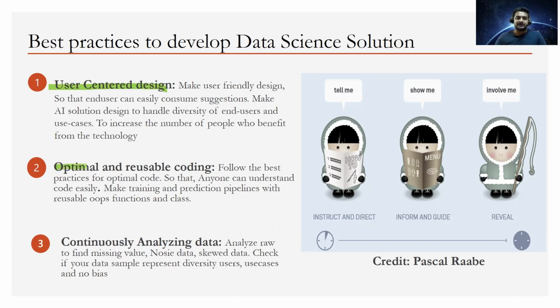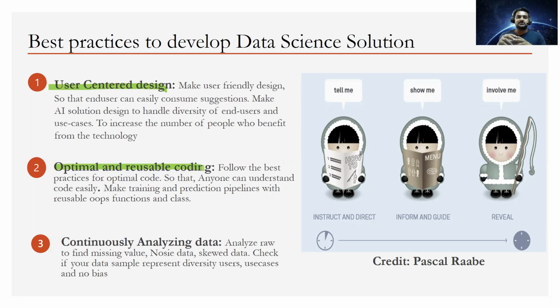Second important part is optimal reusable coding. Coding is the core idea of any software, and we need to follow the best practices while developing any AI software. Here you need to check the coding convention as per the language you are working on, and proper commenting so that anyone can understand your code and you can work in a big team.